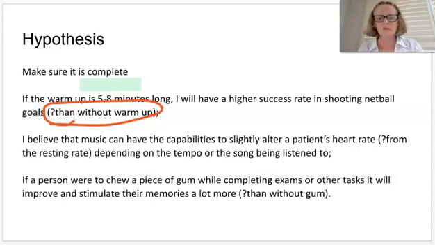I believe that music can have the capabilities to slightly alter a patient's heart rate depending on the tempo of the song being listened to. Alter the heart rate compared to what? Again, they've forgotten the control experiment of what they're comparing their experimental results to.